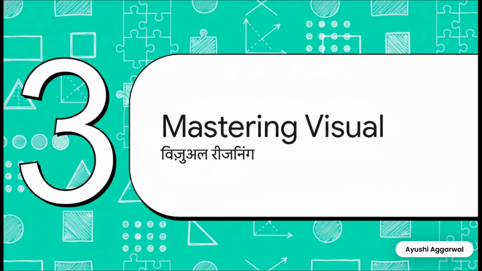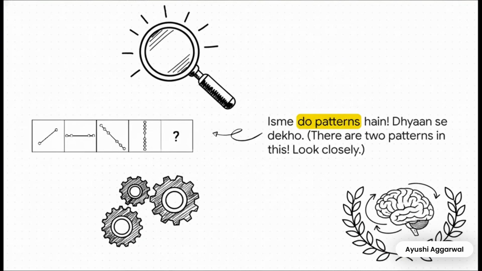Okay, let's move on to the section that sometimes gives students a bit of trouble, visual reasoning, or as some call it, nonverbal reasoning. Isme numbers, letters nahi hota. It's purely a test of your observation skills and how well you can spot a pattern. Take a good look at this figure series on your screen. You have to tell me which figure comes next in place of the question mark.